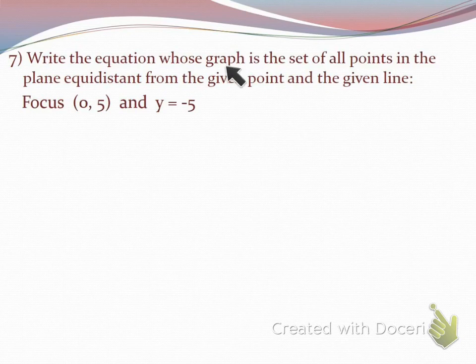Write the equation whose graph is a set of all points in the plane equidistant from the given point and the given line. So what I did was I said the definition of a parabola. It's equidistant to this point and this line. Let's draw what we have. So let's get a visual.